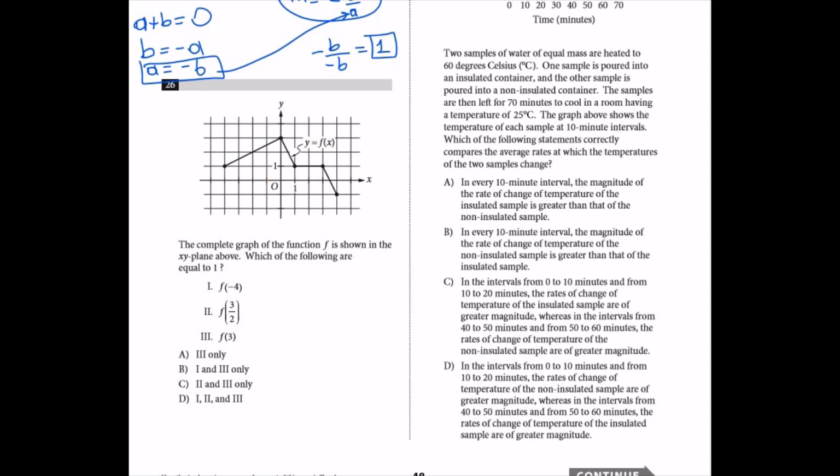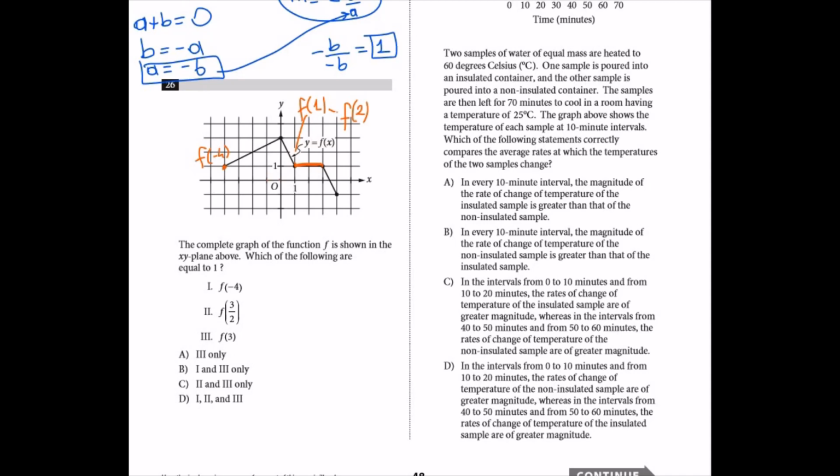Question number 26. The complete graph of the function f is shown in the xy plane above. Which of the following are equal to 1? So our 1 is here, and on the y-axis we're going to find, so this is equal to 1, which is f of 0 is here, negative 1, negative 2, negative 3, negative 4. So f of negative 4 is equal to 1, and f of 1 is equal to 1. And from 1 all the way to f of 2, everything is equal to 1, as you can see here the line.